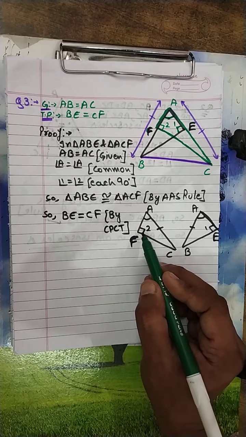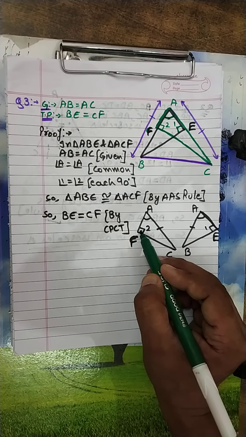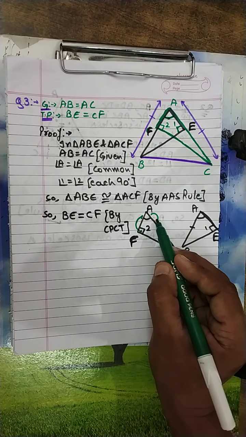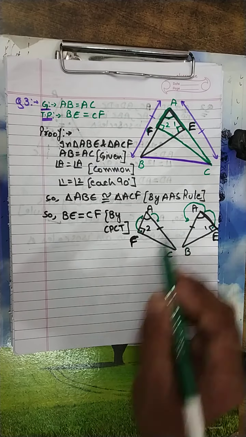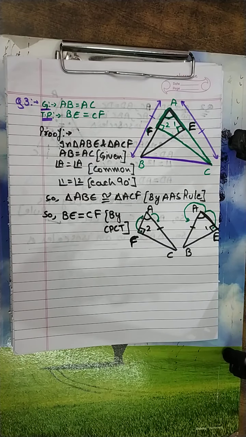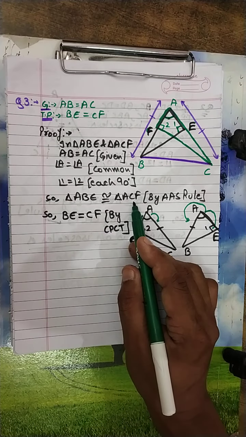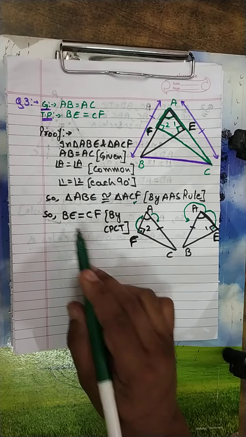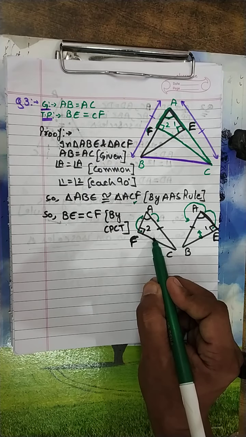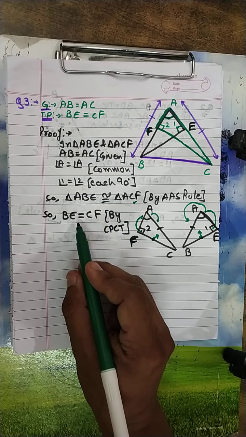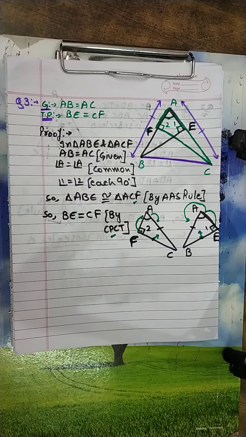What is the property? Start from the 90 degree: angle, then side, angle, then side. It means both patterns are the same and the properties are the same. Angle, side, angle, side. So the triangles are congruent, and by CPCT we can say that BE is a part of this triangle and CF is a part of this triangle. So both are equal to each other by CPCT.